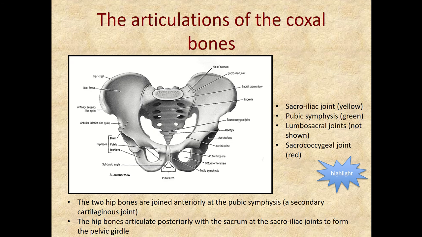So for this slide, I wanted to highlight those articulations. You can see the two coxal bones are going to articulate with each other at this special joint, the pubic symphysis. You can see the sacroiliac joint, which is a little bit weaker on the anterior side than posteriorly because of its ligamentous support. And you can see the articulation between the sacrum and the coccyx. So these are the joints that make up the pelvic girdle.